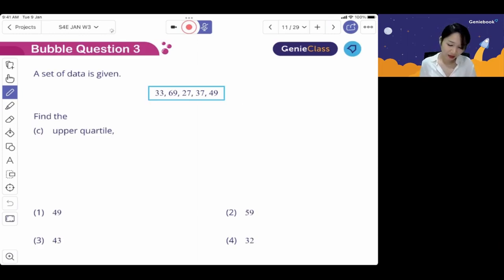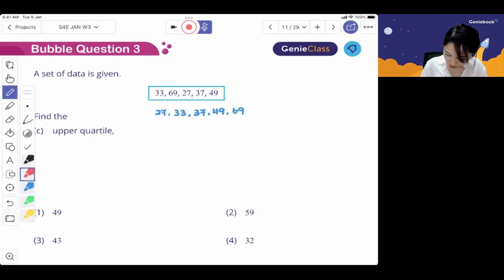Now next one, upper quartile. Again, I'll rearrange the values for you: 27, 33, 37, 49, 69. And we found that our median is here. Lower quartile is here. So where is our upper quartile? 30 seconds again. Your time starts now.